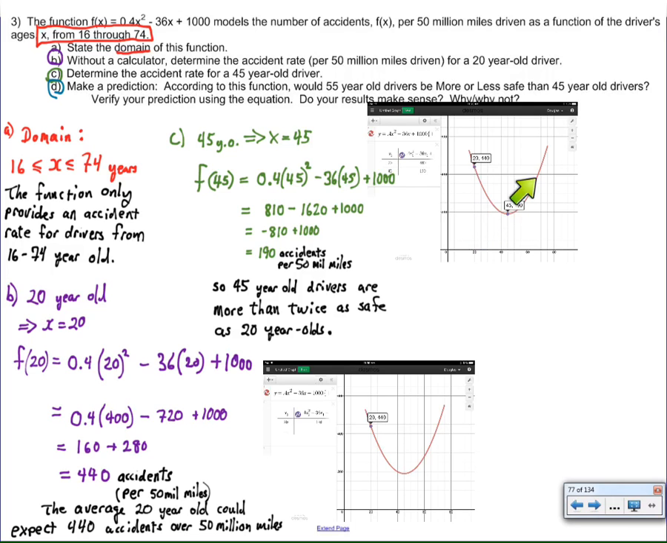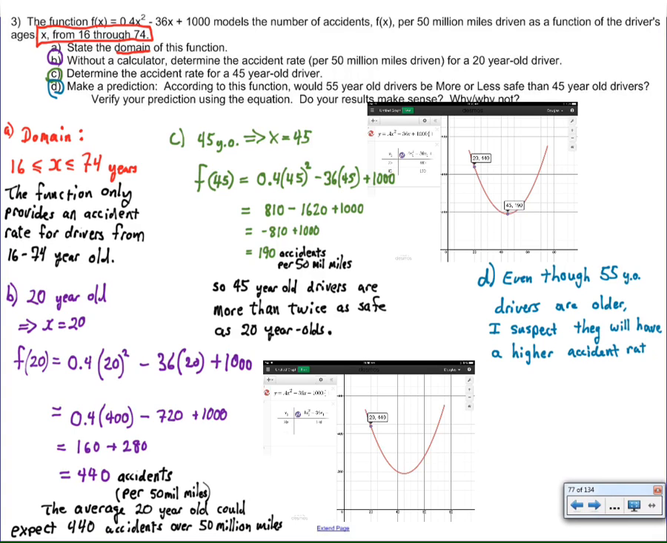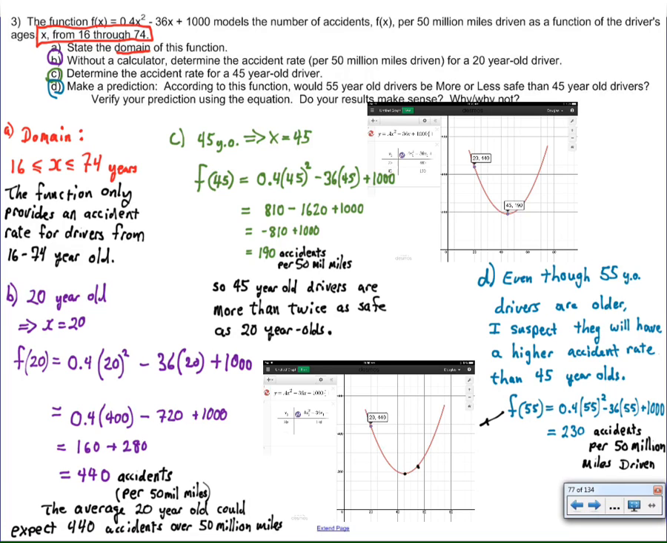We could even use common sense there without a graph to guess that the accident rate might be a little bit higher as people reach the golden years. So that's me talking and answering my question. I'm talking about it in context. Even though 55-year-old drivers are older, I suspect they'll have a higher accident rate than 45-year-olds. Again, my suspicion is based on a graph, but it's also based on common sense. To verify, then, I use my function notation, evaluate f of 55, and I find 230 accidents per 50 million miles driven. So indeed, 55-year-olds are a little bit less safe than 45-year-olds, as evidenced by the graph.